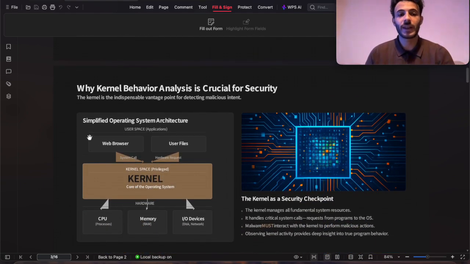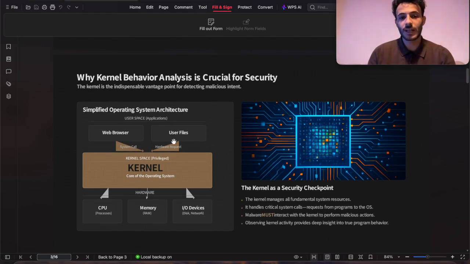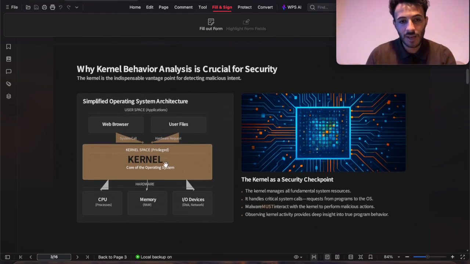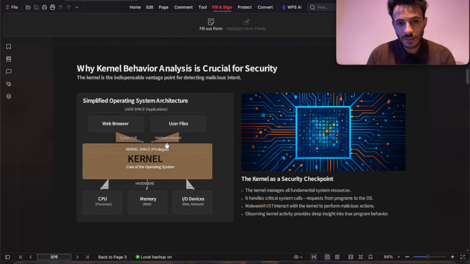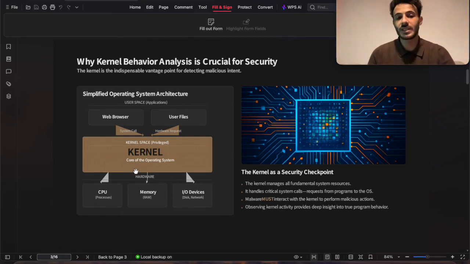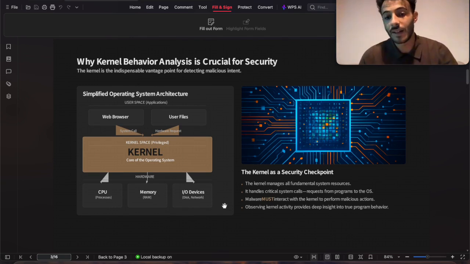A simple operating system architecture. We have a web browser and user files, the system call and hardware requests. In the kernel we have three sides: CPU, memory and devices. And the kernel acts as a security checkpoint.